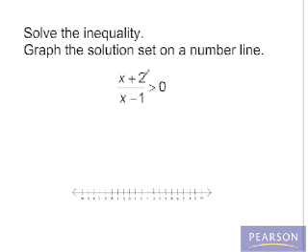Negative 2 causes the numerator to be equal to 0, so I'm going to identify that negative 2 is a critical point, and also positive 1 is a critical point. We've taken the number line and divided it into three intervals: from negative infinity up to negative 2, from negative 2 to 1, and then from 1 to positive infinity. We'll choose a test point in each interval to see whether it makes this a true or a false statement.